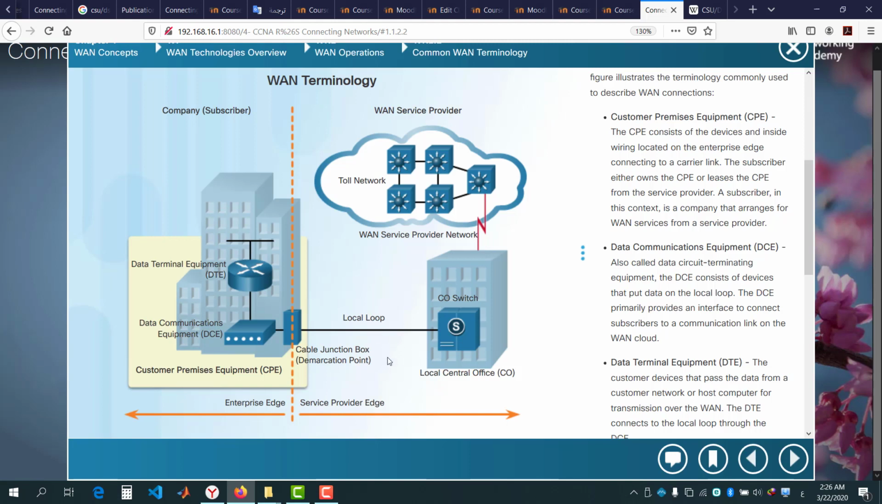A WAN provider is any company that provides the WAN as a service to connect the enterprise site with another remote site. And this is the WAN cloud, which is owned by the WAN provider. This is an important box, which is called the demarcation point, as it separates the left hand side from the right hand side, or the enterprise edge from the service provider edge.